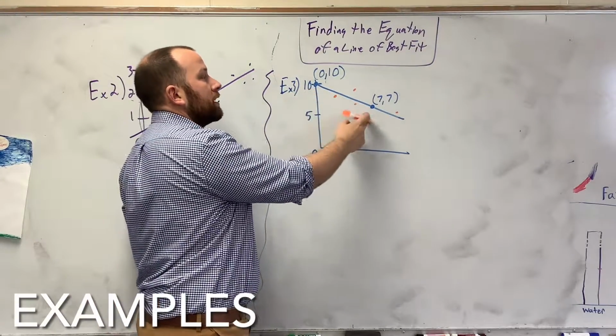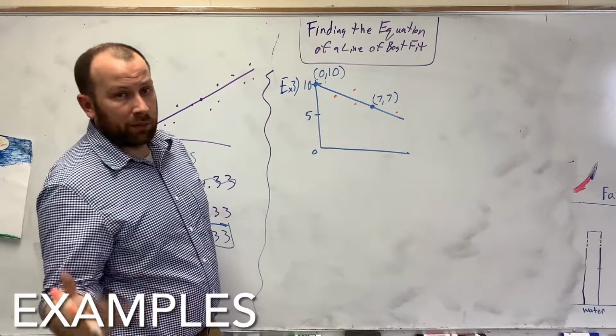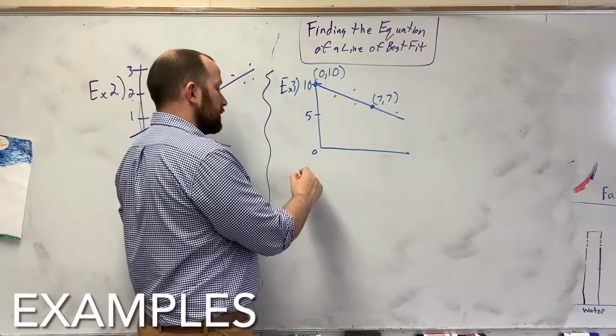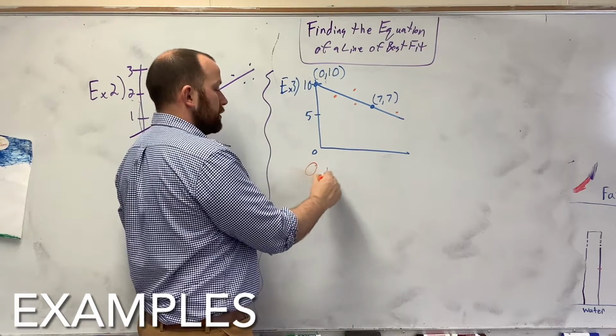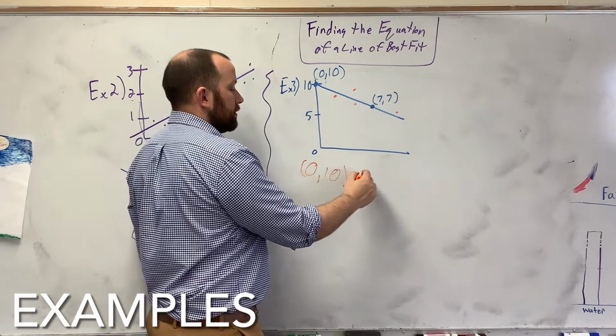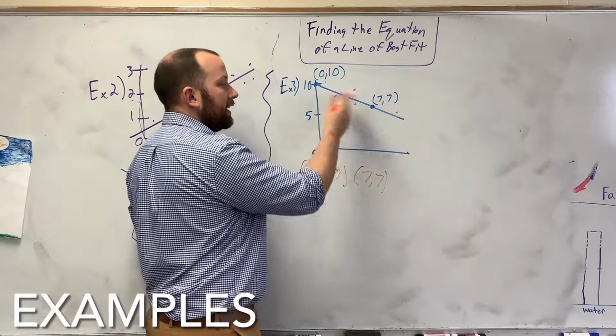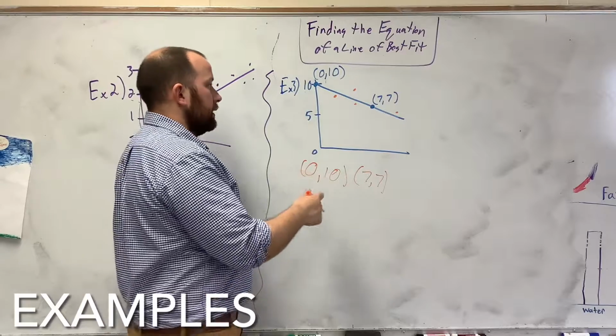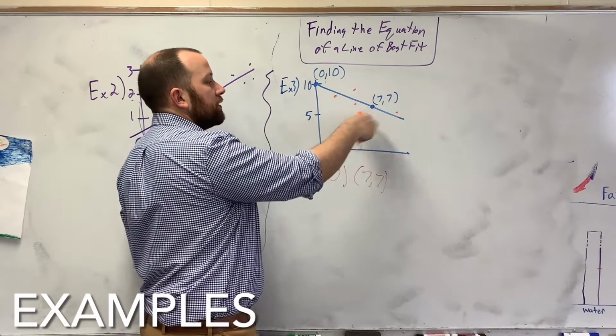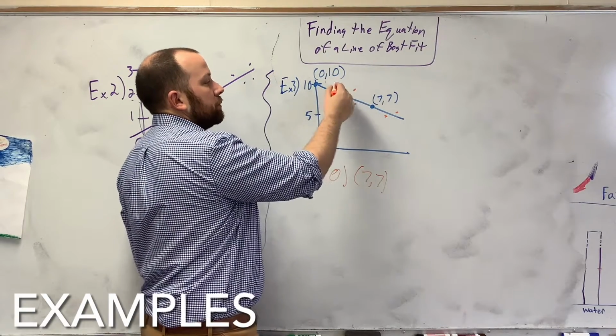I have 2 points that are on the line of best fit. What do you think I'm going to do with it? I'm going to find the slope. So I'm going to take the point 0, 10, and 7, 7. You want to find ones that are actually on the line to help you out with this. You just don't want to pick 2 random points. So 0, 10, and 7, 7. There's a bunch of other points out here, but they don't go through the line.